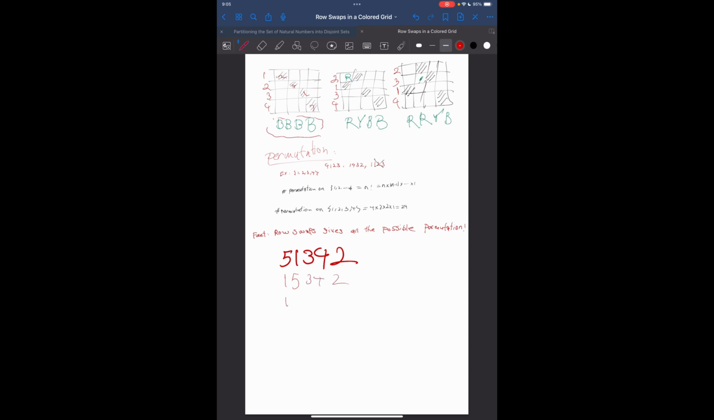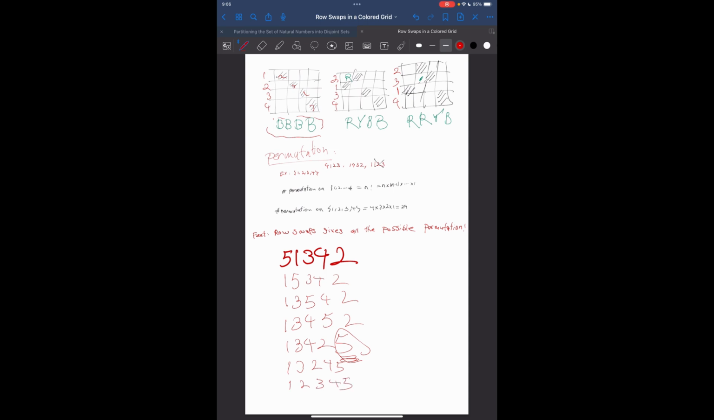Then I get 1, 3, 5, 4, 2. Then I get 1, 3, 4, 5, 2. Then I get 1, 3, 4, 2, 5. Okay, so 5 is back to its original place here. Notice that here I started with 1, 2, 3, 4, 5. Now do the same trick for here. Swap 4 with 2 and get 1, 3, 2, 4, 5. Then swap 3 with 2, get 1, 2, 3, 4, 5.